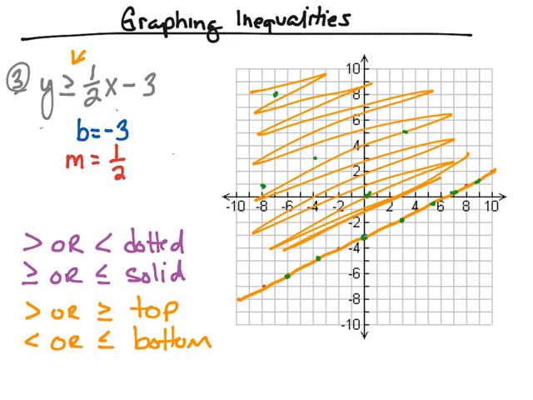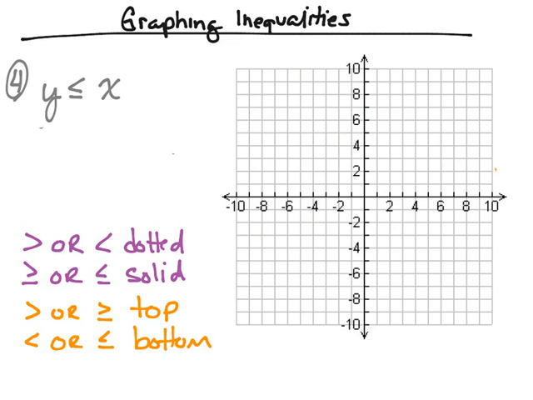Let's go ahead and take a look at one more example. Alright, last example we're going to look at is y is less than or equal to x. We're going to start with the y-intercept. Now notice we don't have a value after the x, therefore we have a y-intercept of 0. So we'll be starting right here at the origin.